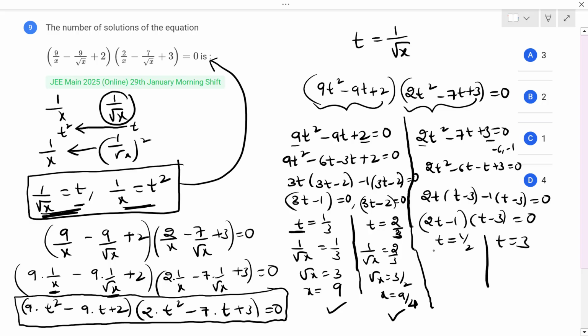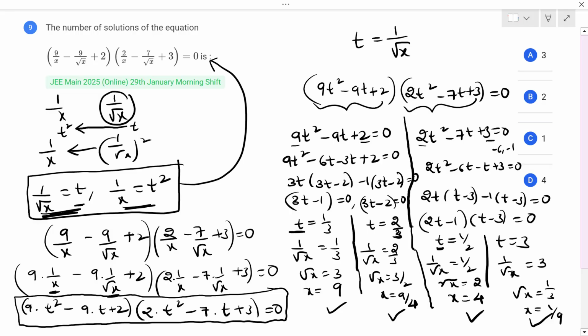But t is not the solution. x is the solution. What is the substitution t you have taken? 1 by root x. So 1 by root x is equal to 1 by 2. So root x is equal to 2. So x has to be 4. This is one of the solutions, a positive number, valid solution. Next, t is equal to 3. The substitution is 1 by root x. So 1 by root x is equal to 3. So root x is equal to 1 by 3. So x has to be 1 by 9. So another solution you got is 1 by 9.